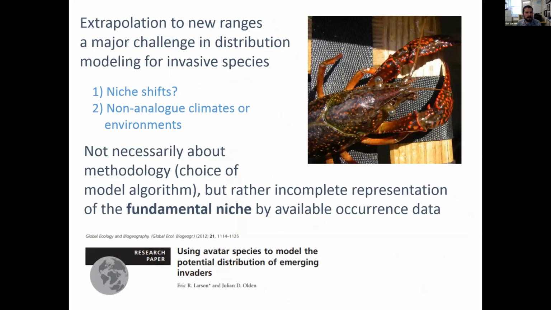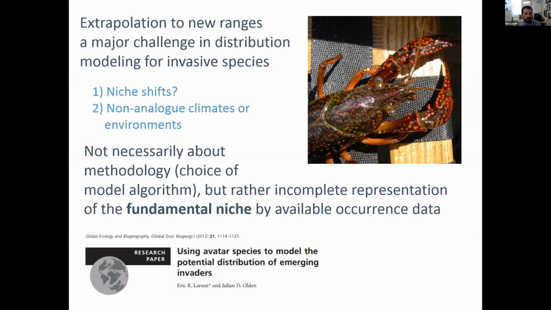So something I've worked a fair amount on is trying to build species distribution or ecological niche models that extrapolate well between different geographic regions. And this is something that people working on these types of models have found to be challenging. That extrapolation to a new geographic range is a big challenge in using these types of models.